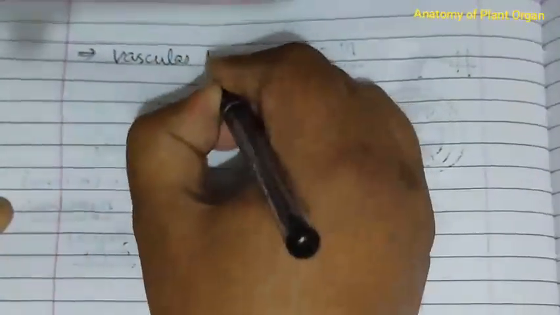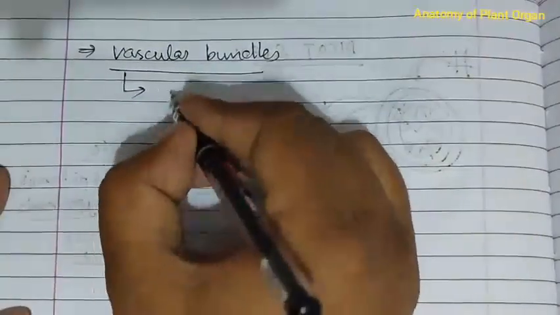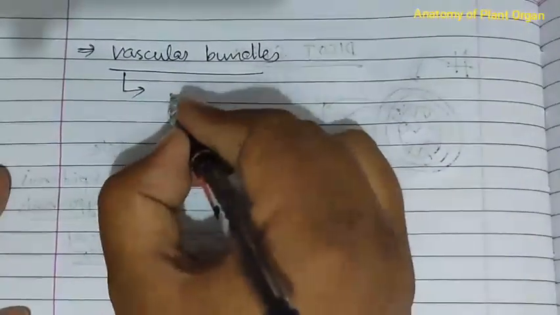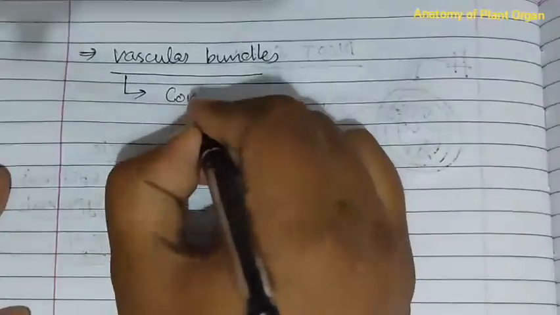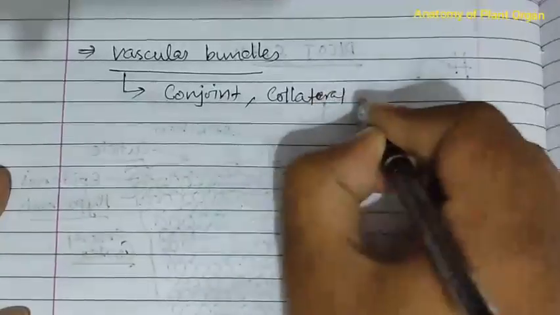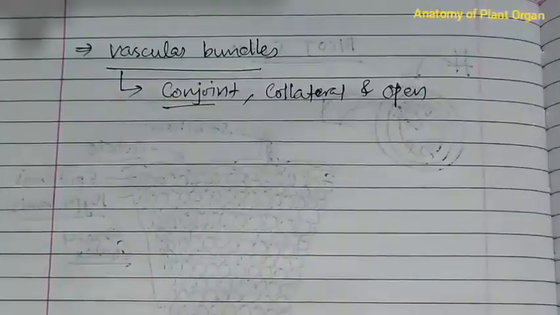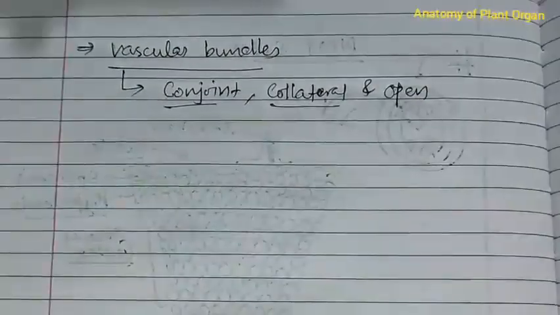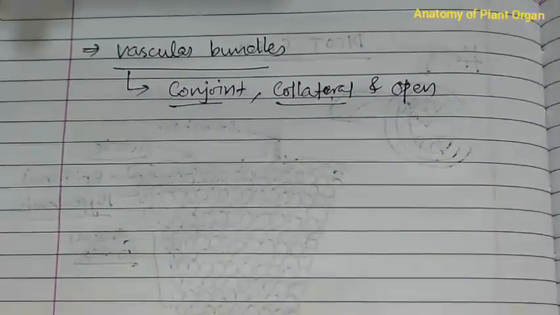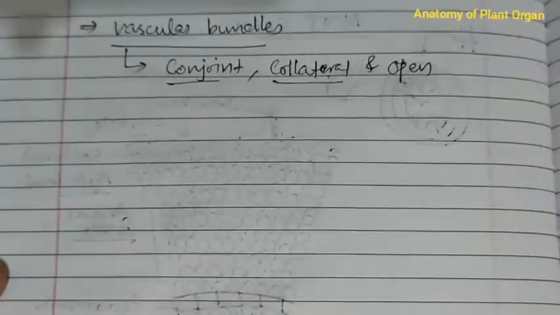Next to that we talk about vascular bundles. Now in these vascular bundles, where xylem, phloem and cambium are present, they are present in the form of conjoint, collateral and open. So why conjoint? Because phloem is present outside, xylem is present inside, and that is collateral, and they are present in the same bundle, so it is known as conjoint. And open means vascular cambium is present.